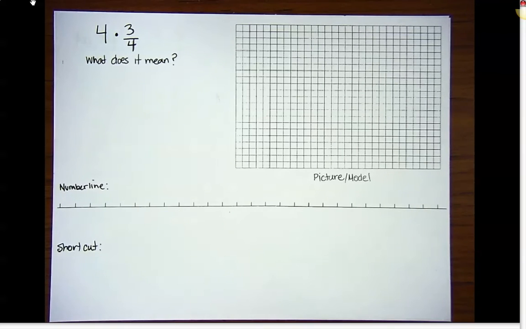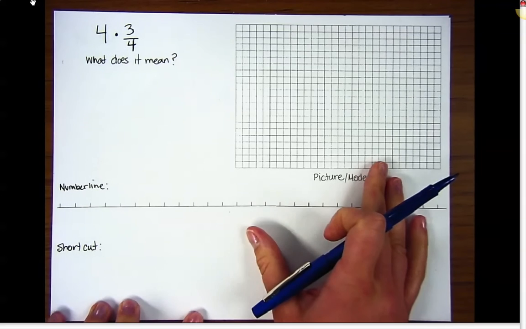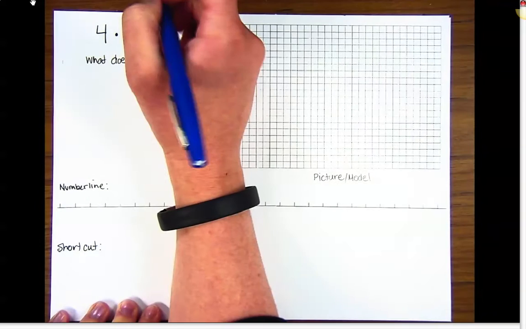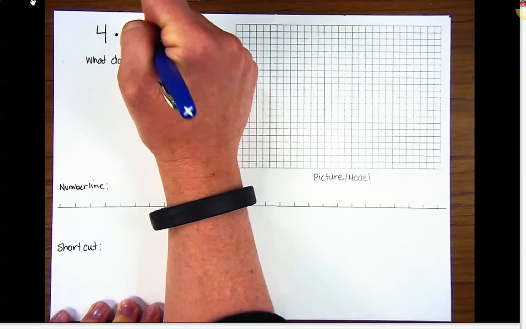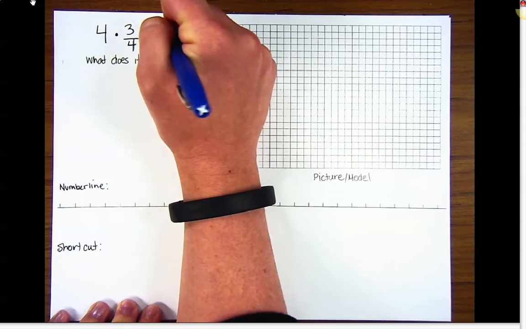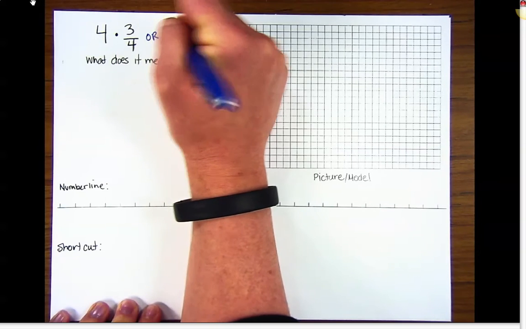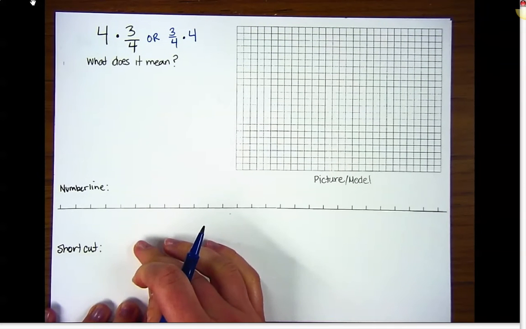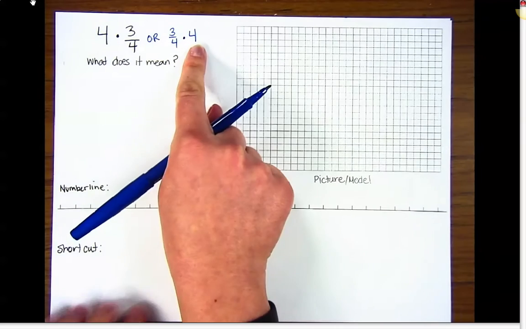Our next problem says 4 times 3/4. So what does 4 times 3/4 mean? Well, kind of like the previous problem, it means that we're going to do 3/4 4 times. You could also see this problem written as 3/4 times 4, because multiplication is a commutative property, which means that the problem could be written either way.